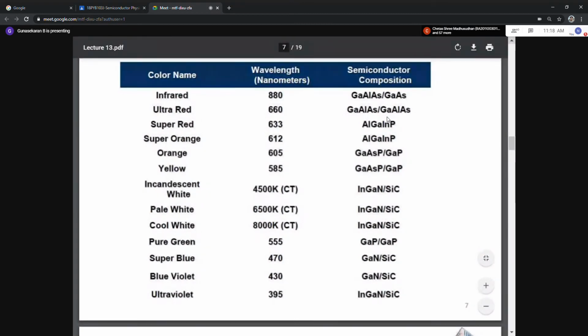Nowadays in most cases they are using LED lights. The different types of LEDs available we will discuss in the next class. This is the color combinations and the corresponding materials they are going to use. In most cases, almost all cases, gallium is there. Is it correct? Say yes or no.